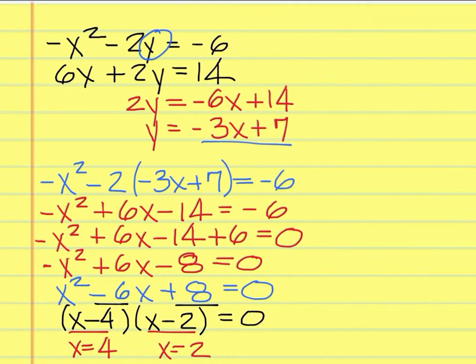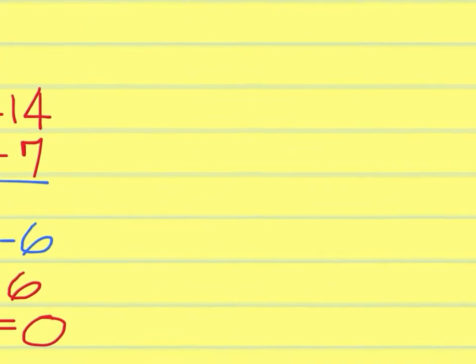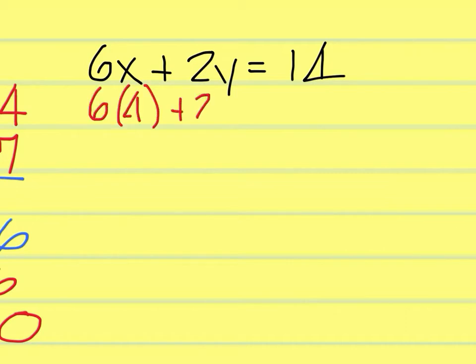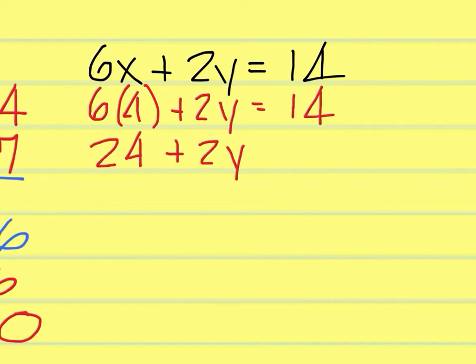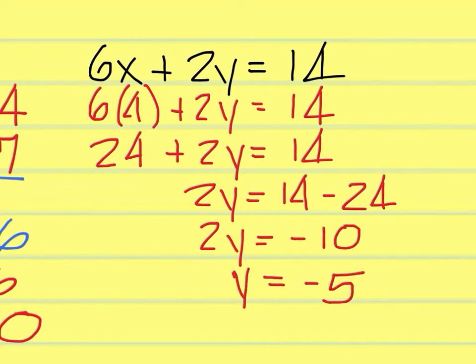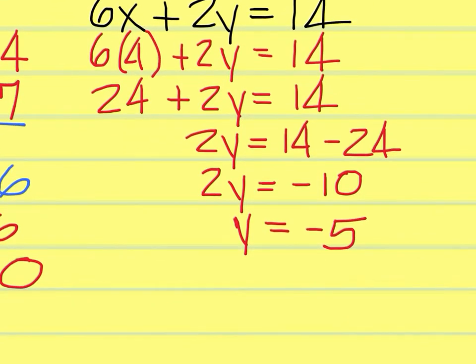I'm going to choose 6x plus 2y equals 14, and plug in 4 first. When I put a 4 there, I come back with a 24 in that spot that I'm going to have to move over to the right side and make it minus 24. When I do that, I'm left with a negative 10 on the right, which I will divide by 2 to get a negative 5. So I've put in a 4 and came back with a negative 5.